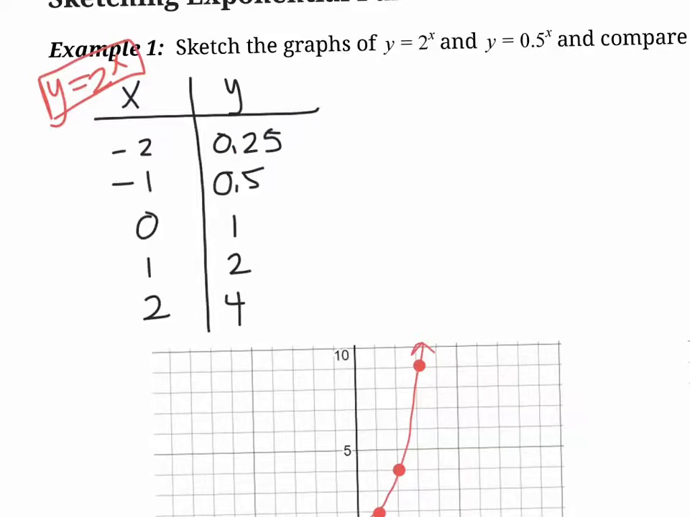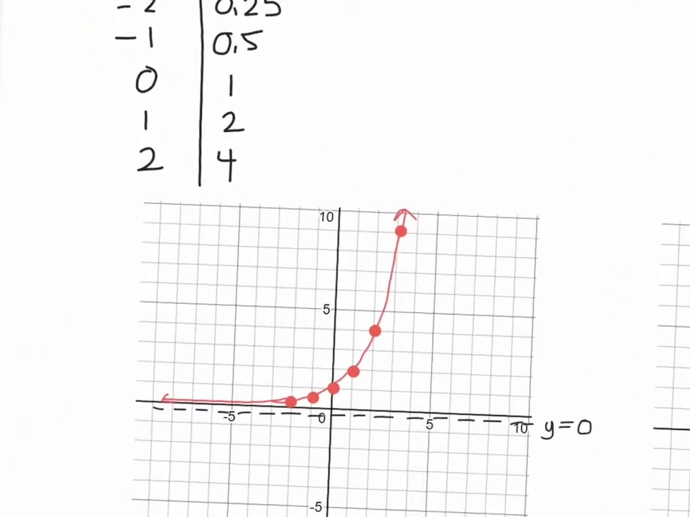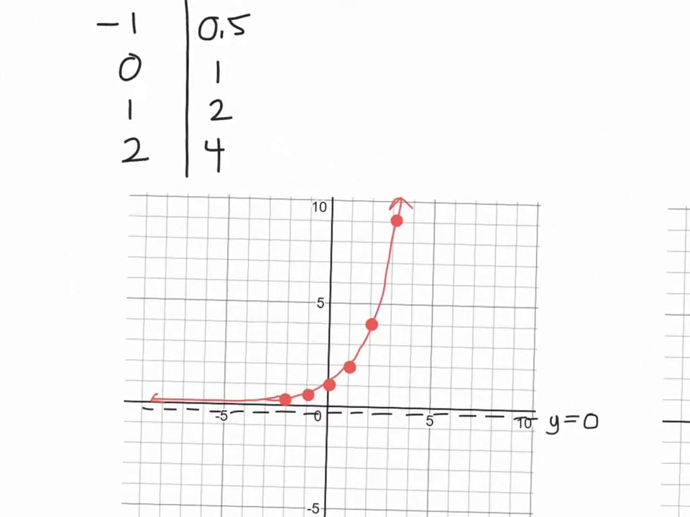So that means in our graph, y is always going to exist above the x-axis. That's why there's an asymptote here. There's nothing I could plug in for x that would give me a negative y. So y has to exist entirely above the x-axis.